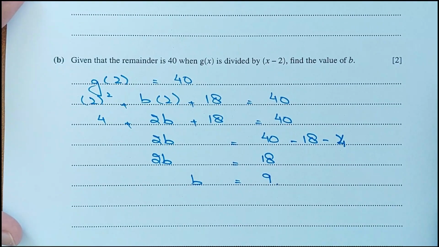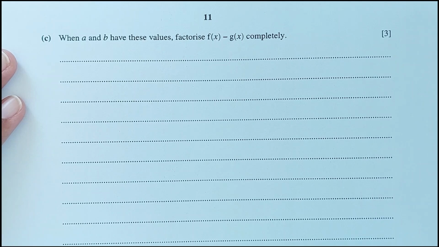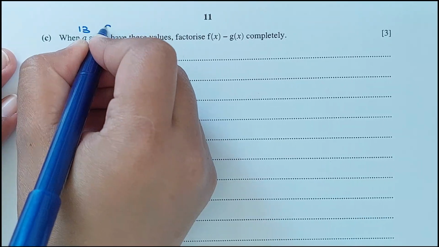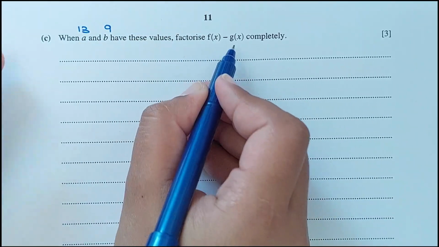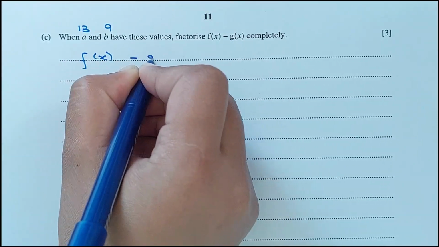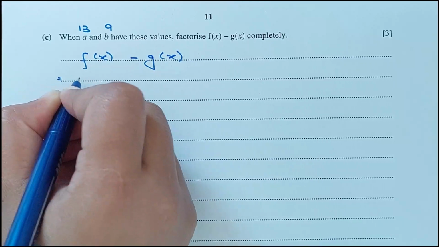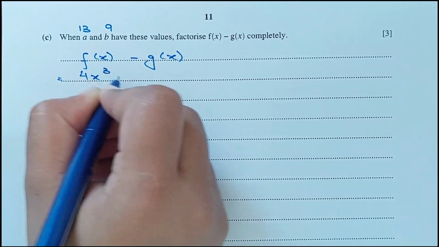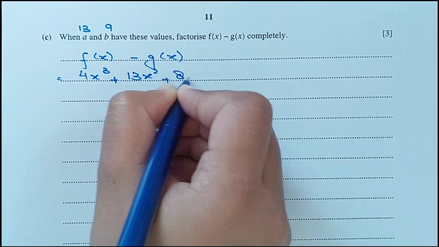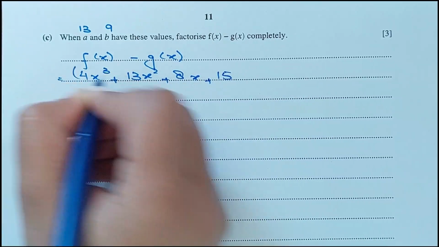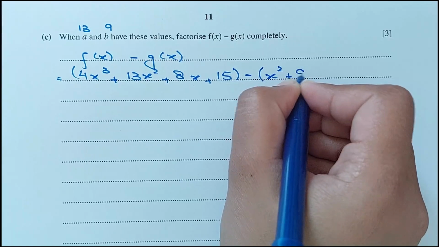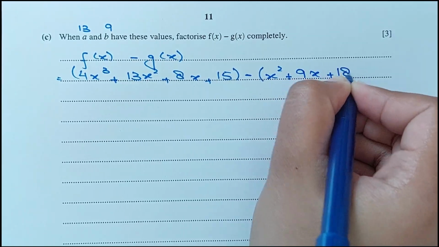All right. Now for part C, when a and b have these values, a is 13 and b is 9, factorize f of x minus g of x completely. So f of x is 4x cubed plus ax squared, which is 13x squared, plus 8x plus 15. Subtract g of x, which is x squared plus bx, b is 9, so 9x plus 18.